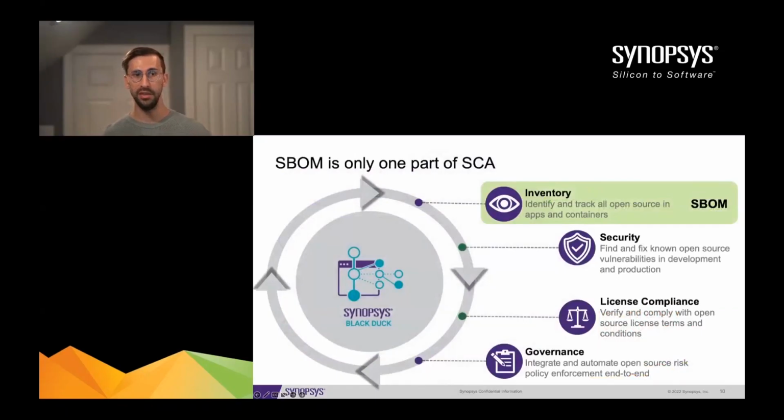We're looking at the inventory function of software composition analysis, which is identifying and tracking all of the open source in your apps and containers. However, there's more we can do. Once we know what that full bill of materials looks like, we can think about finding and fixing known vulnerabilities. We can think about adhering to license compliance and license terms. And we can think about a broader governance over the software design and verification process in order to automate more of these heavily manual tasks that we have today.